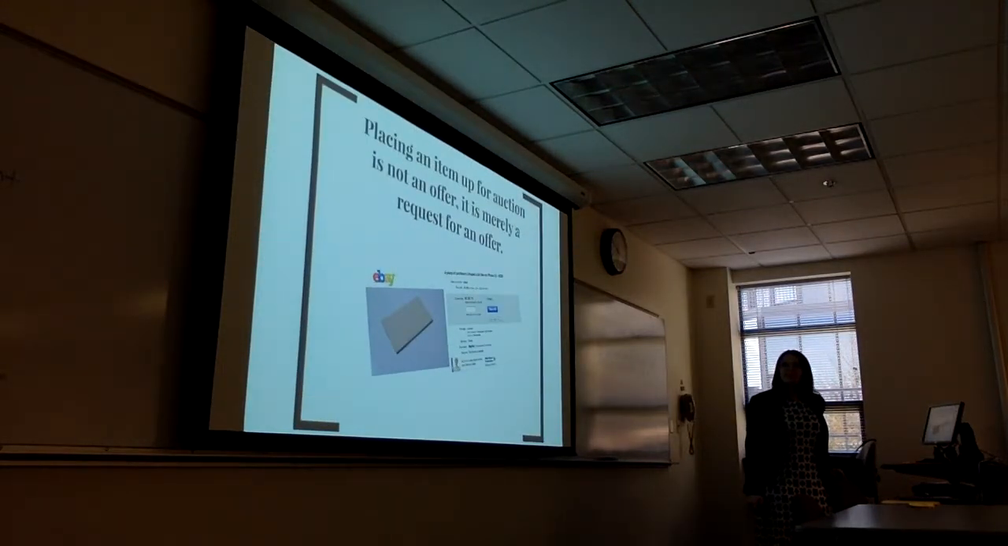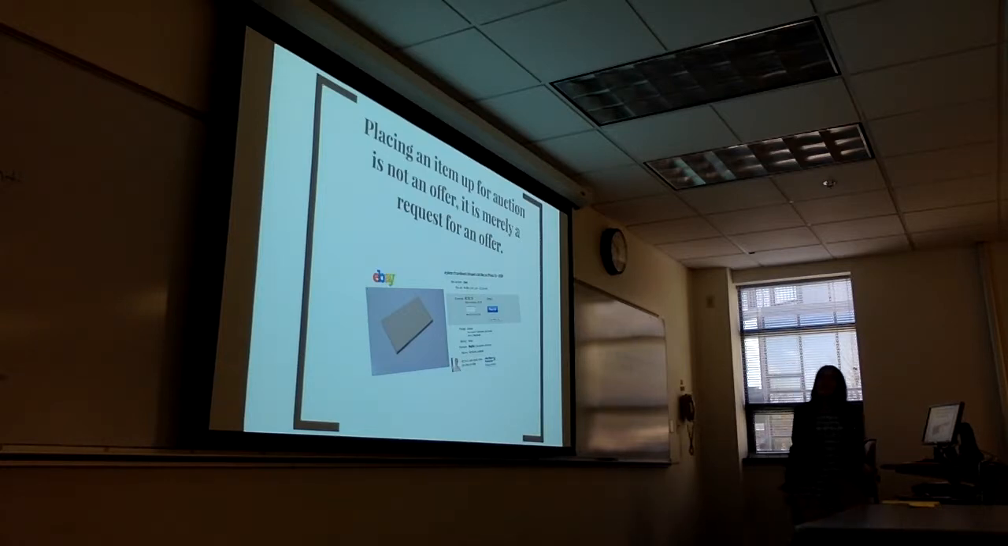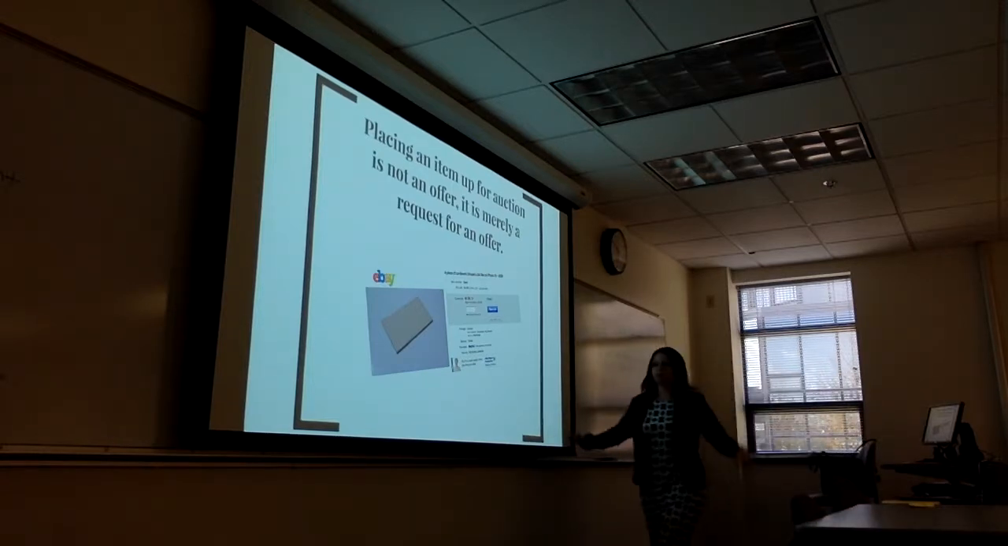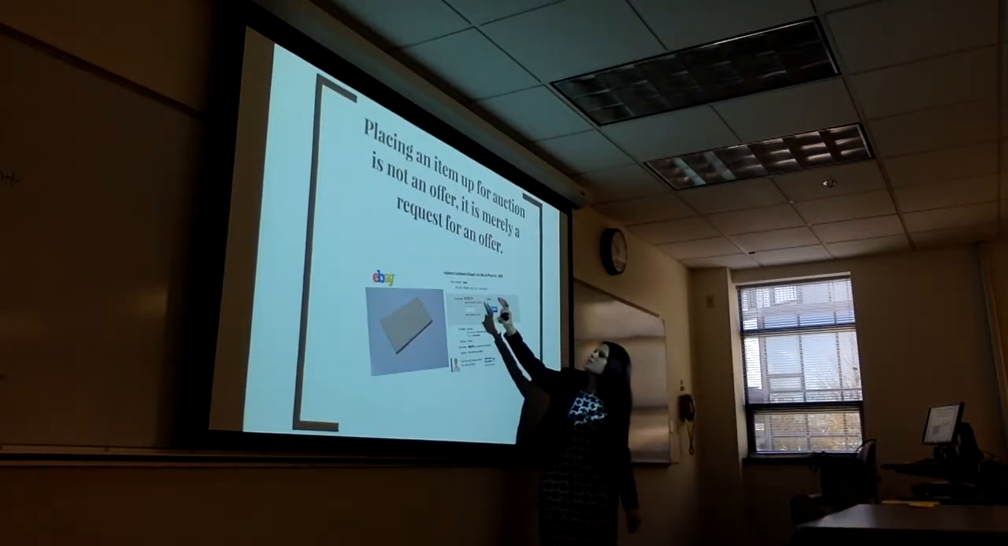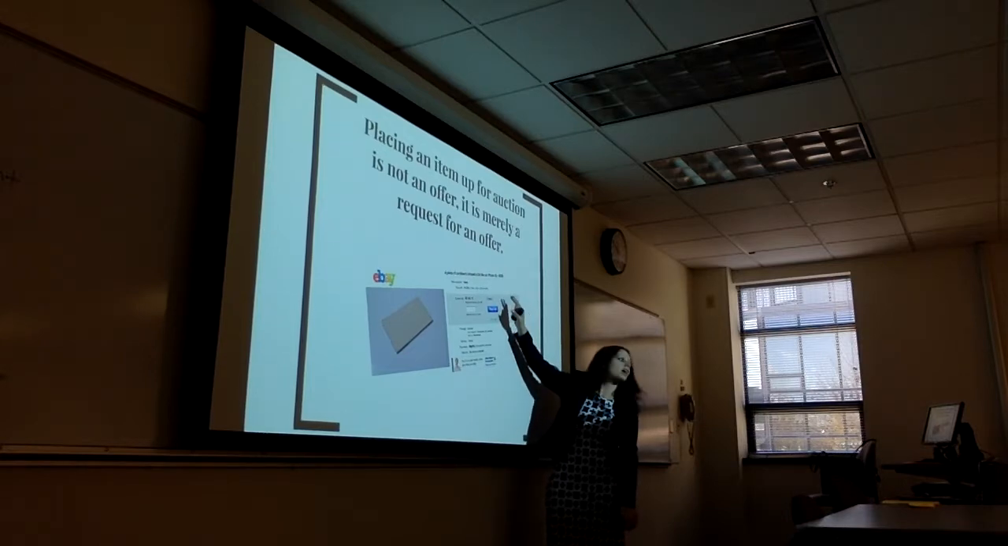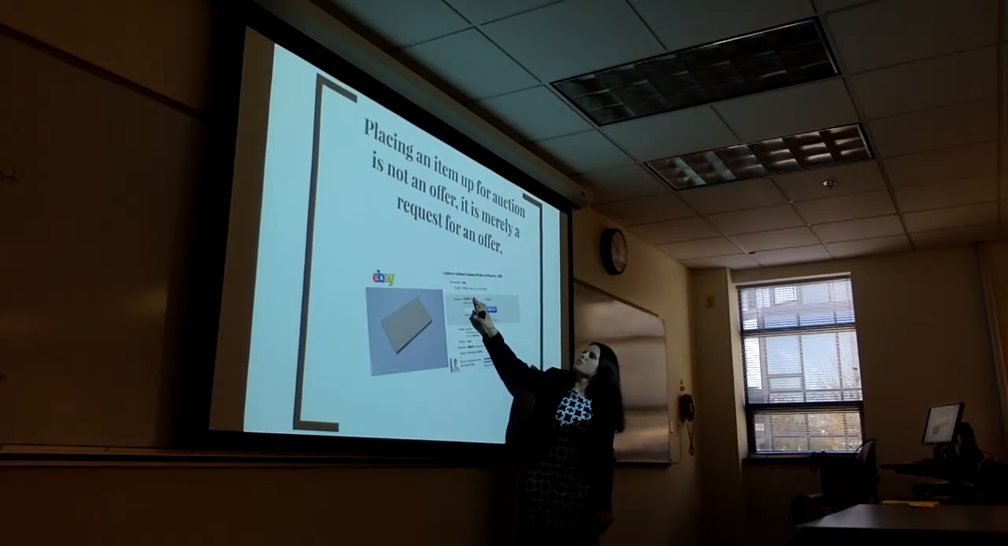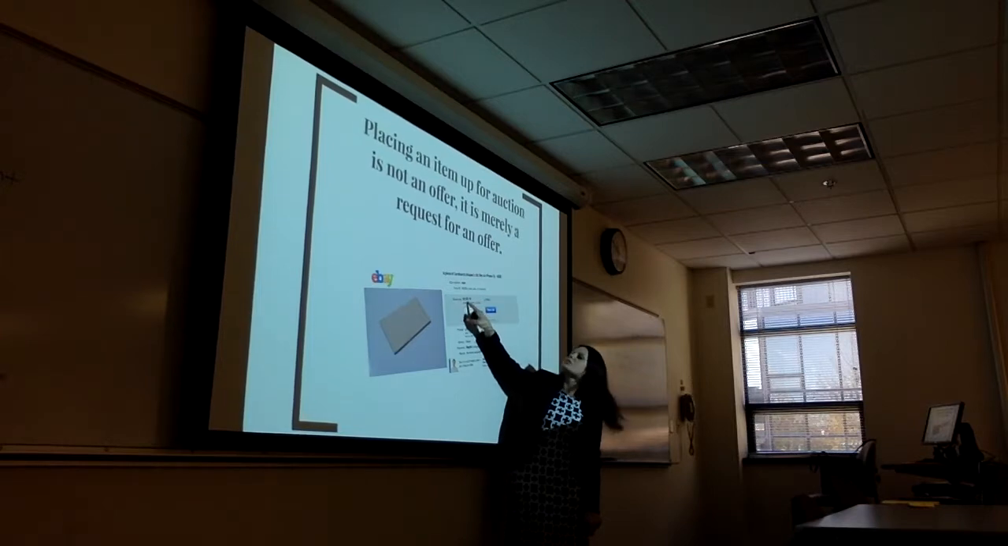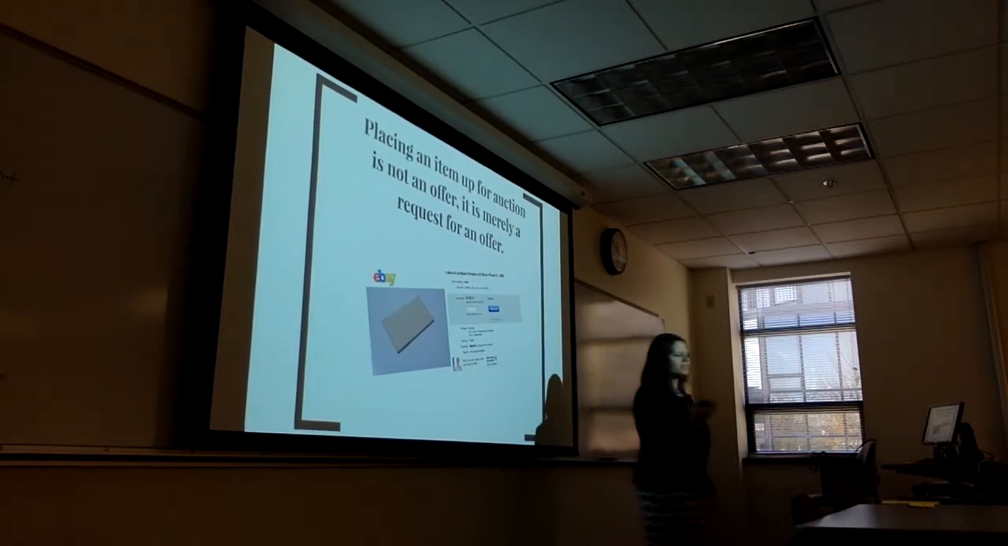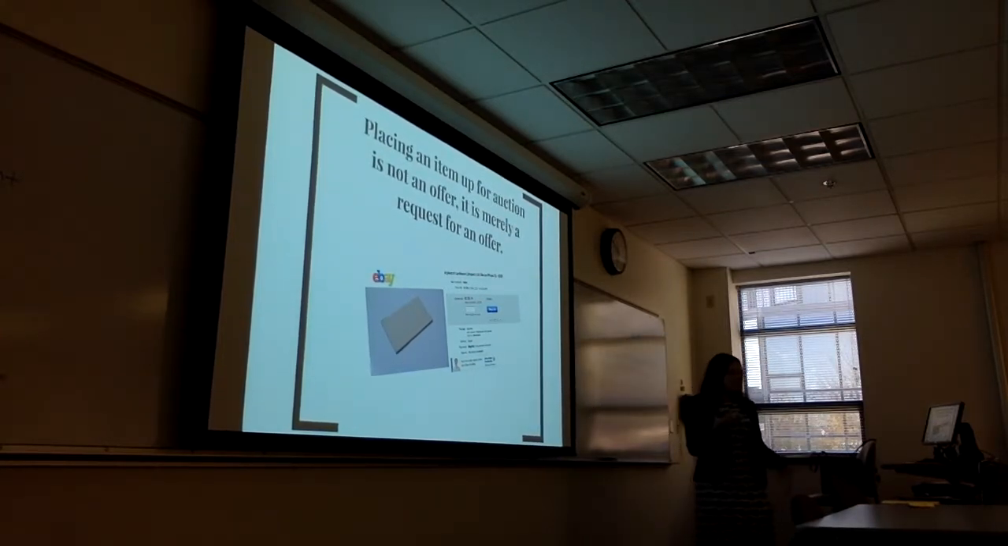The last piece here, placing an item up for auction, just like that invitation to bargain we did with the guitar, is usually not an offer. It's just a request for offers. So you'll see on the screen here on eBay, like you mentioned earlier, this is a piece of cardboard shaped a bit like a used iPhone 5. And they're asking for bids. So they're asking for offers, and someone's offered them 14 cents for that piece of cardboard. You're laughing, but that's what was happening on eBay.